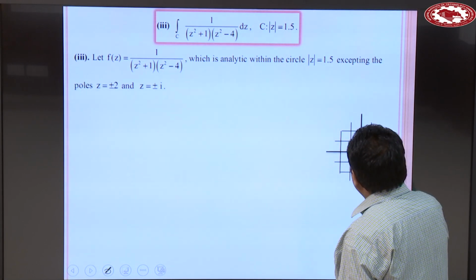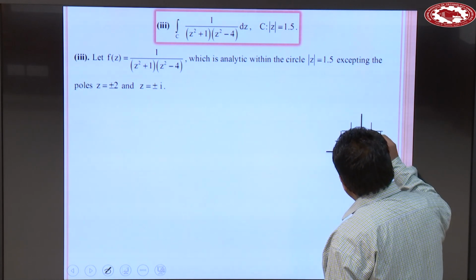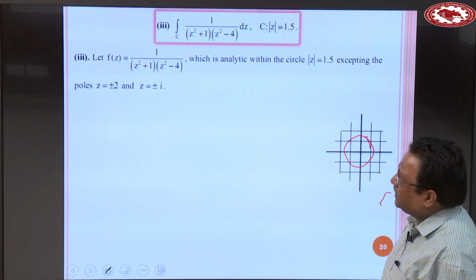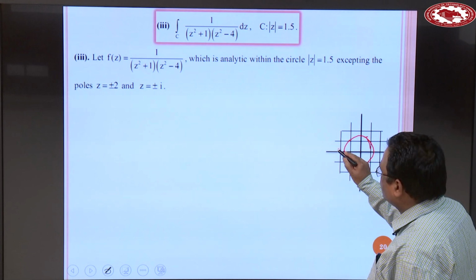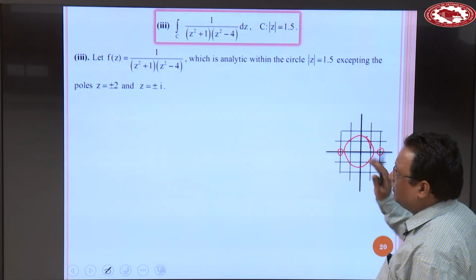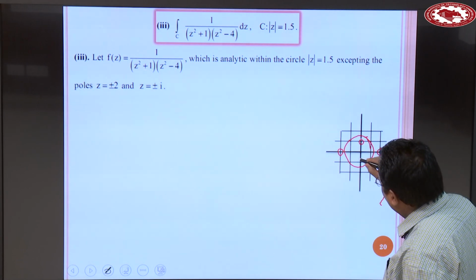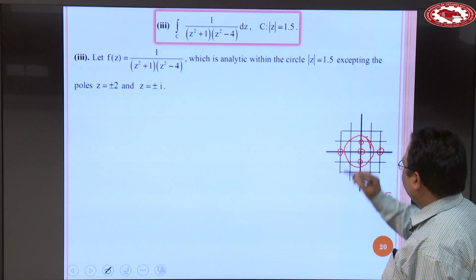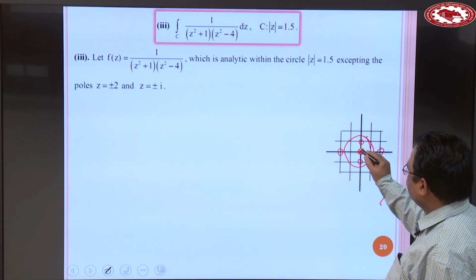1.5 is again this one, इस टाइप से कर्व बनेगा, राइट. So here z is equal to plus minus 2. तो plus minus 2 ये तो दोनों बाहर हो गए. z is equal to plus minus i, हाँ ये जो 2 पॉइंट्स हैं ये अंदर हैं. क्लियर? ये आपका ओरिजिन है. Clear? This one is origin, right.